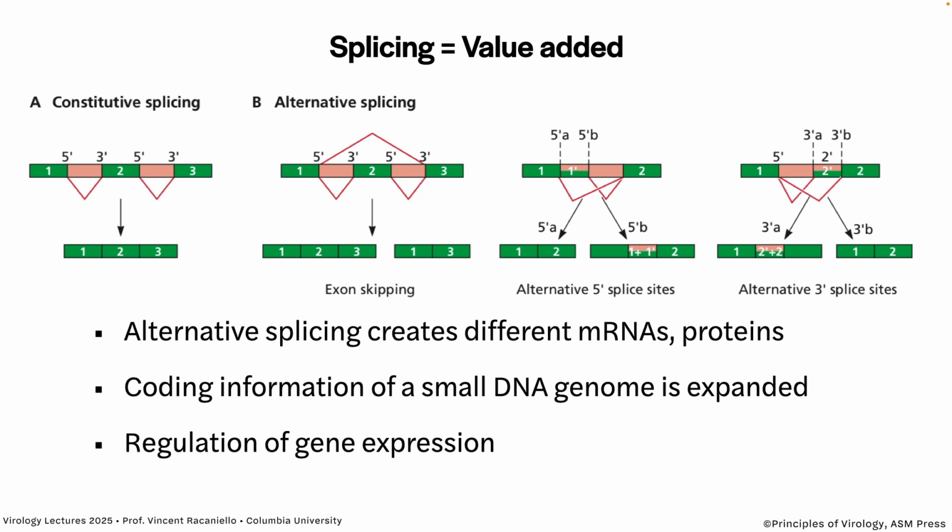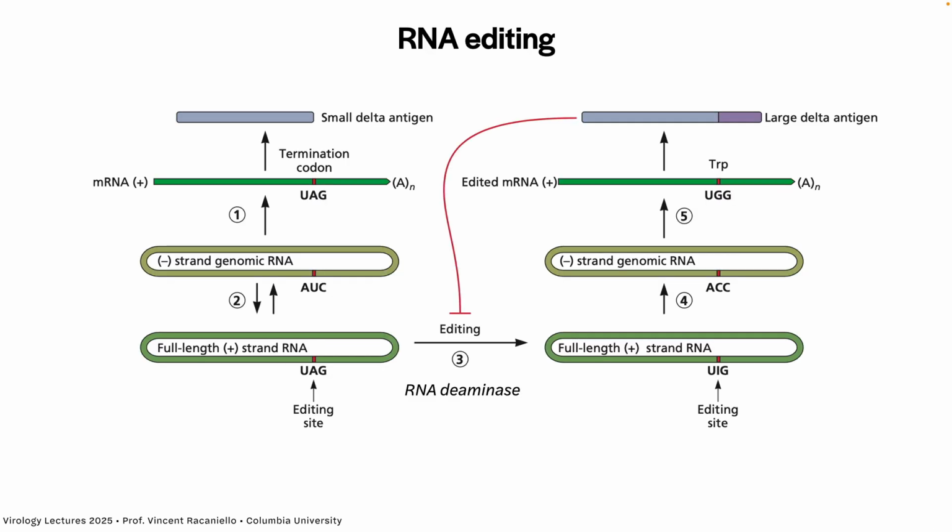So basically what I want you to learn from this is that splicing is value added. Alternative splicing lets you make different proteins. For a small genome, like SV40, you can make many, many proteins by alternative splicing. And you can also regulate gene expression through splicing. So it's a very flexible mechanism. And we do it too. Eukaryotic genomes do splicing all the time. It's not specifically viral.